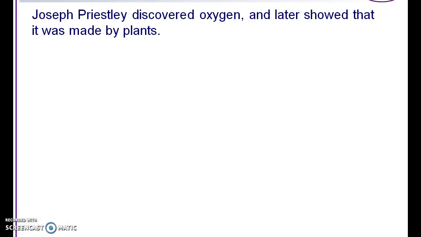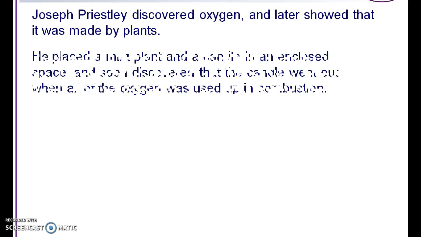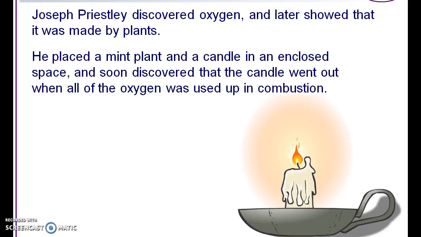Oxygen from plants. Joseph Priestley discovered oxygen and later showed that it was made by plants. He placed a mint plant and a candle in an enclosed space and soon discovered that the candle went out when all the oxygen was used up in combustion.